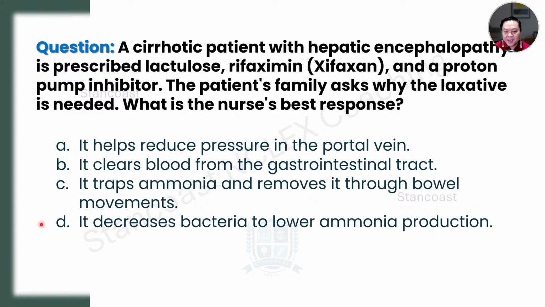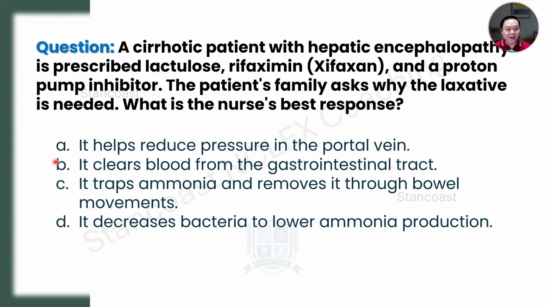So letter D, it decreases bacteria to lower ammonia production. So I want you to recall what we spoke about yesterday on the case of cirrhosis. We are going to look back into the question. Again, there are prescriptions of lactulose, rifaximin, and a proton pump inhibitor, and the family is asking why the patient is using a laxative. So the reason for that laxative use is to actually trap ammonia and remove it from the bowel, allowing the body to excrete it through the feces. So that is the correct answer.